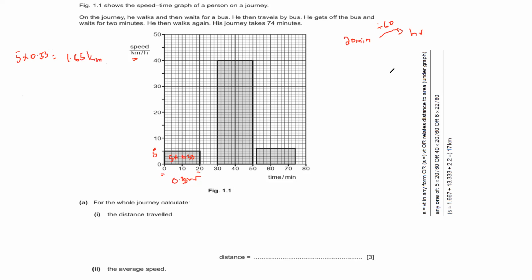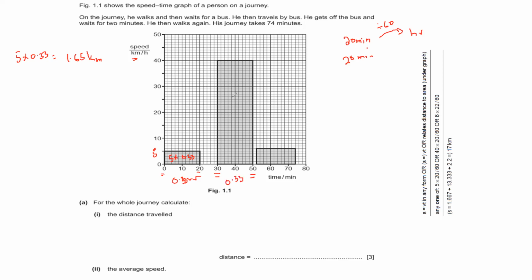But that's not the final answer, because we need the total distance traveled by a person. So we have to calculate the total distance. What about the second part? It is starting from 30 minutes and ending at 50, so the total is 20 minutes. And it is a recurring decimal, so it will be 0.33.